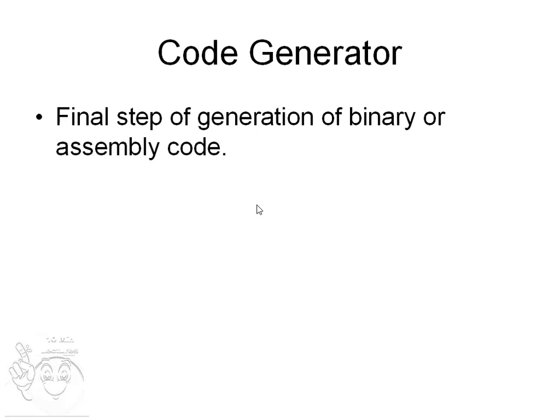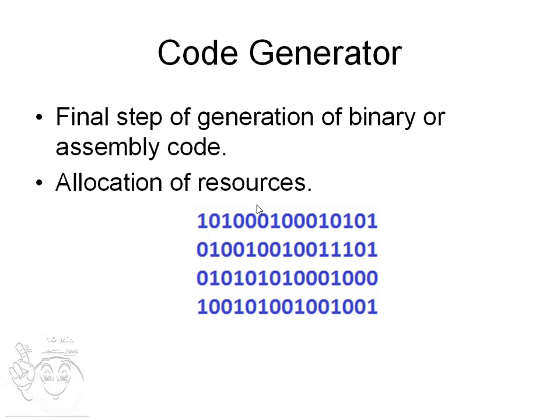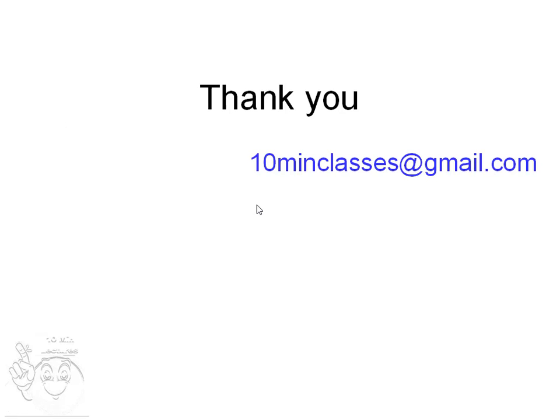Okay, so the final step is the code generator, it just takes the code and converts it into the binary from the previous step. So once the code has been optimized, it can be directly converted into the binary. Along with that, it also allocates the resources. Resources may include registers or memory locations. That allocation is also included here. So that's it for compiler design.